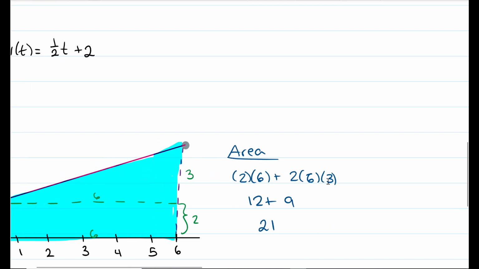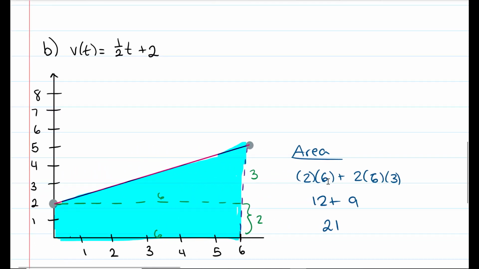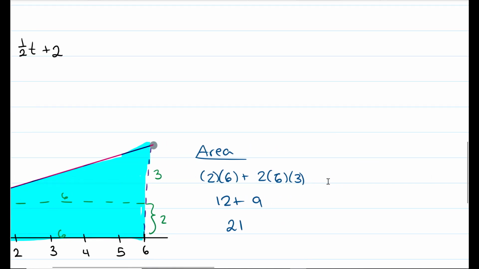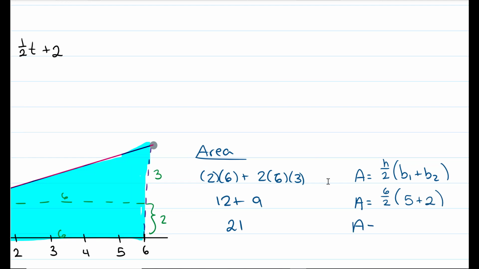Another way to do that is to recognize this as a trapezoid. So you get a trapezoid. And the area of a trapezoid is height over 2 times b1 plus b2, where b1 and b2 are the bases. So the height of this trapezoid is going to be 6 over 2. And then the first base is 5, and the second base is 2. So area is equal to 3 times 7, which is also 21.